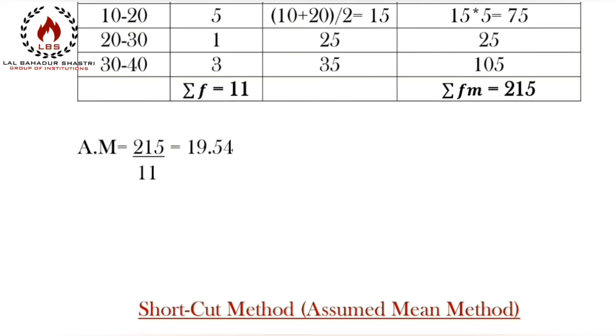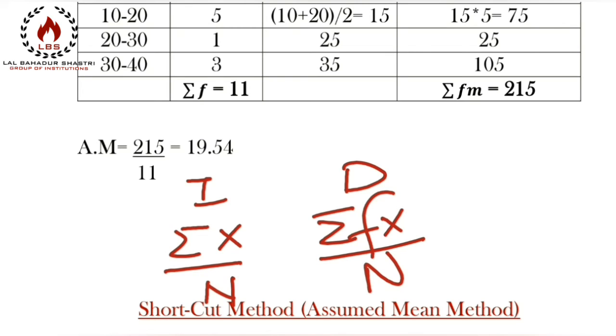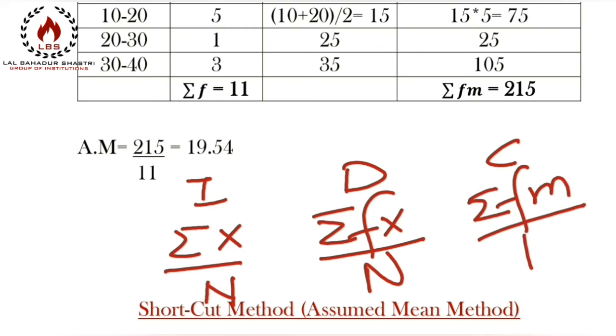So you have seen how the formula changes. Let me summarize. In individual series, the formula is sigma x upon n. In discrete series, when we moved, frequency was added. So sigma fx by n. When we are in continuous series, we have converted class interval into m, and that m is our observation. So sigma fm by n. So these are the formulas in case of direct method.